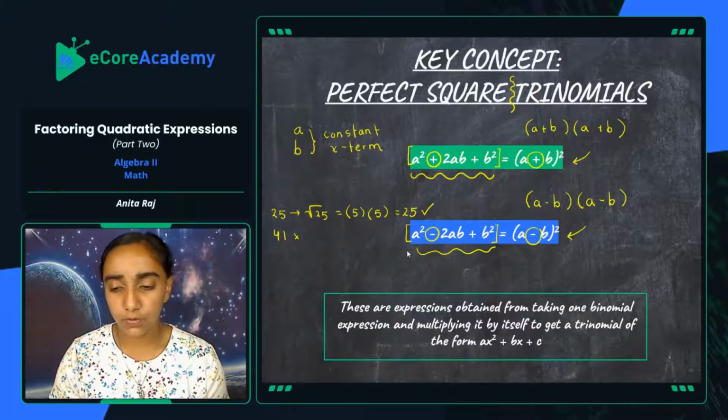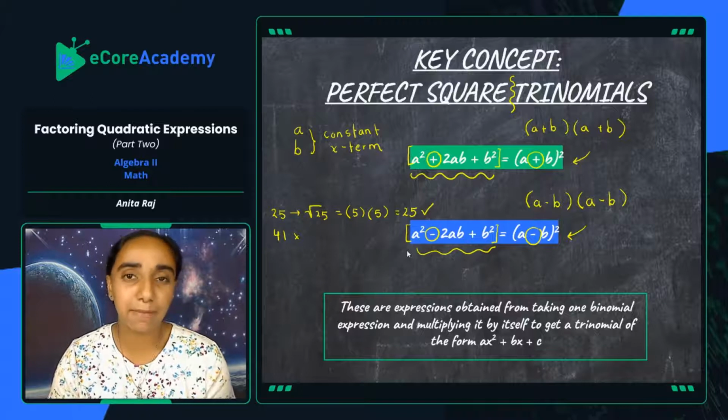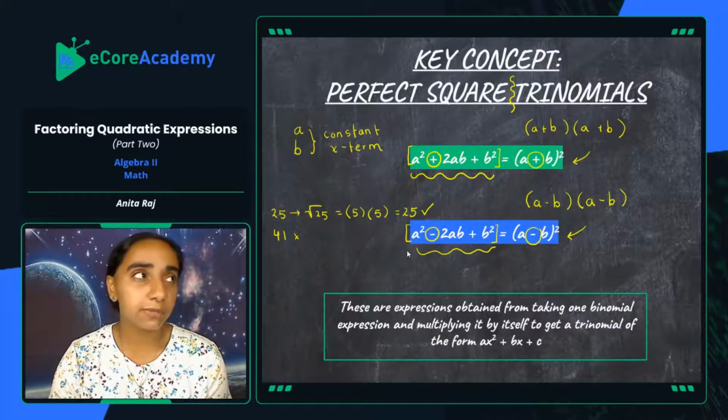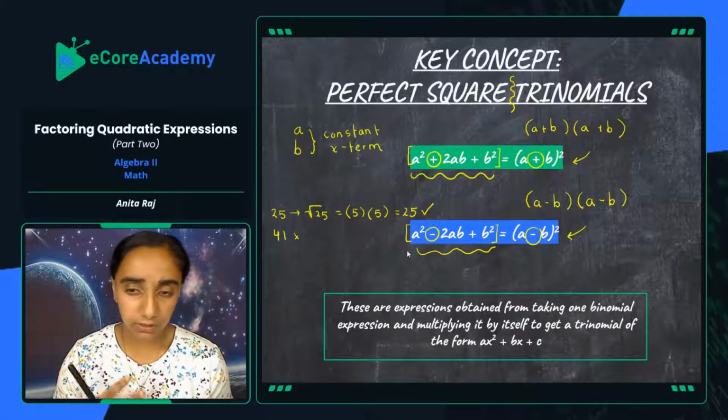And then if you have an a plus b or a minus b binomial and you're squaring it, when you simplify everything out, you're going to end up getting a trinomial of ax squared plus bx plus c. Like we've been working with quadratic expressions, you're going to end up with something like that. So that is the key concept.